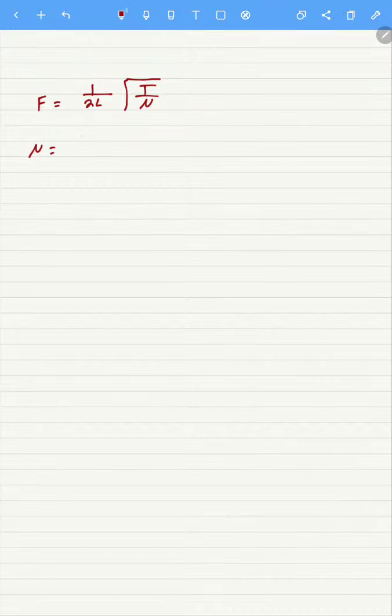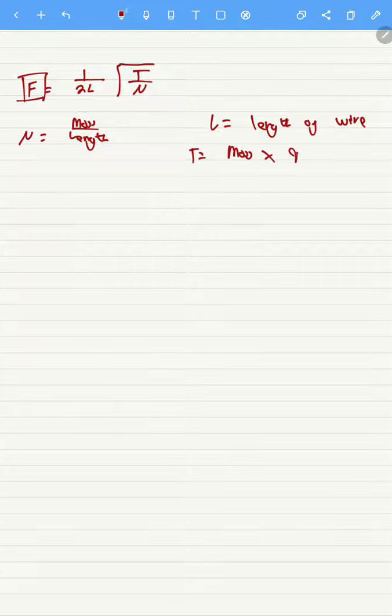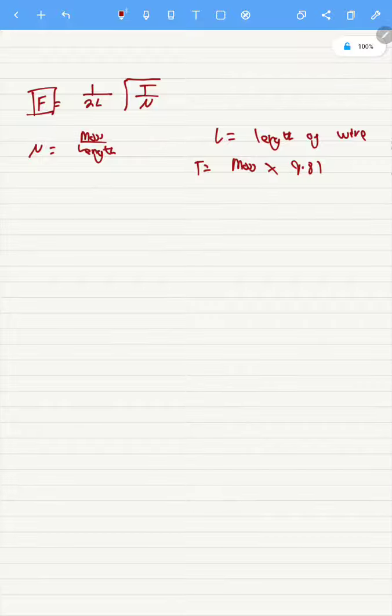Now, the wave practical. The first harmonic practical is frequency equals 1 over 2L root T over mu, where mu is the mass over length. So basically this is the formula to work out the frequency of the first harmonic, where f is the frequency, L is the length of the wire, tension is the mass times 9.81, which is the force due to gravity, and mu is obviously mass over length.